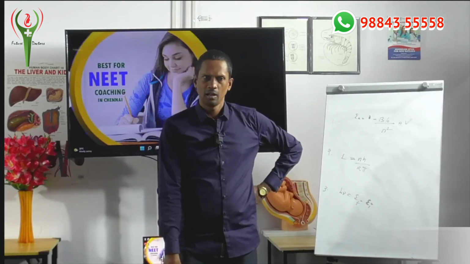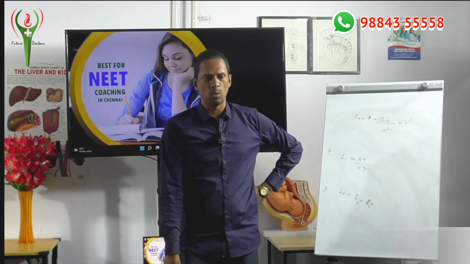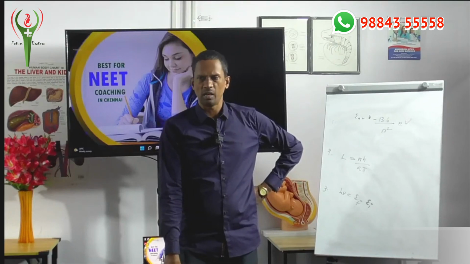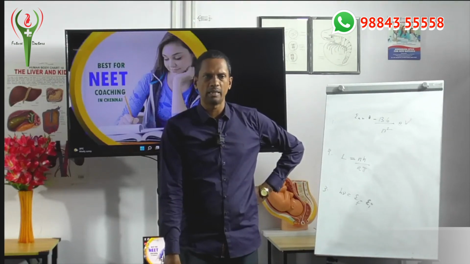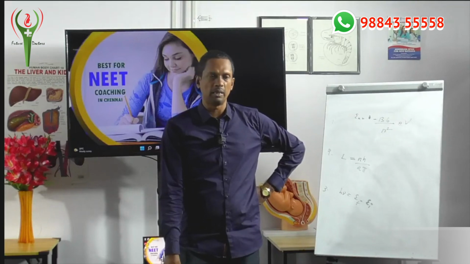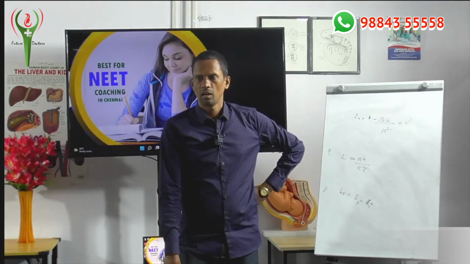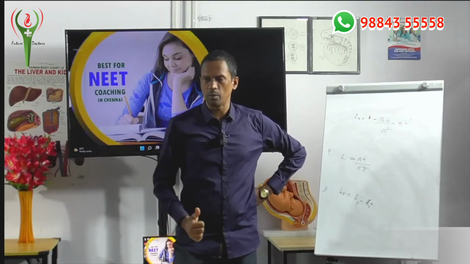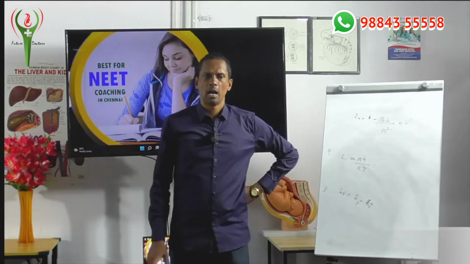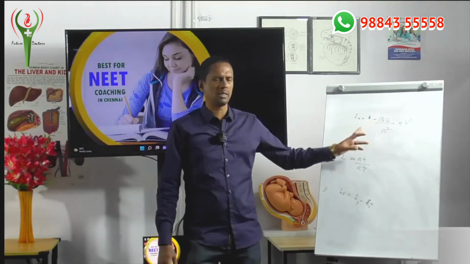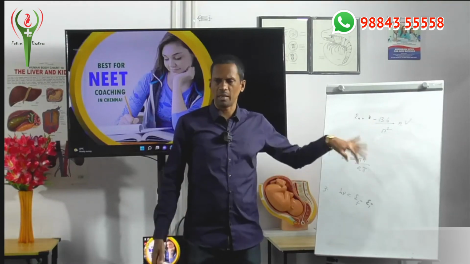Let us assume n is equal to 1. So if I substitute n is equal to 1, what will I get now? Minus 13.6 electron volt. What do you mean by that? What is the energy for orbital 1? The energy for orbital 1 is minus 13.6. Just put it as 13.6 itself, not minus. Minus is different.